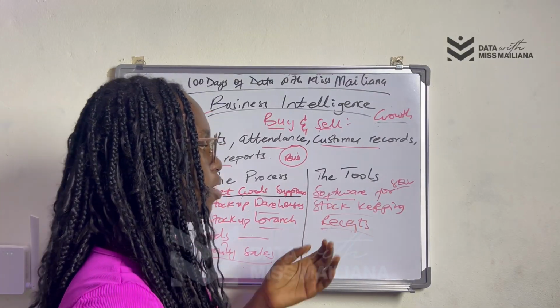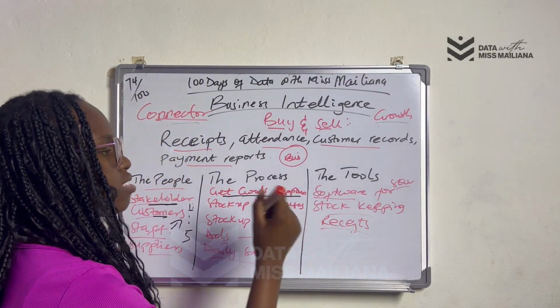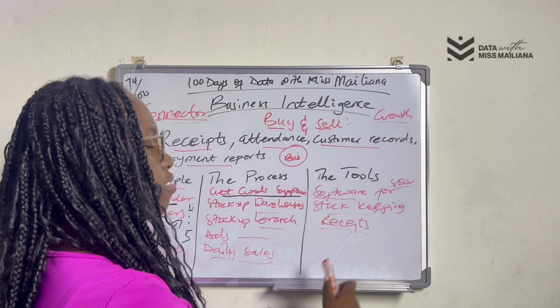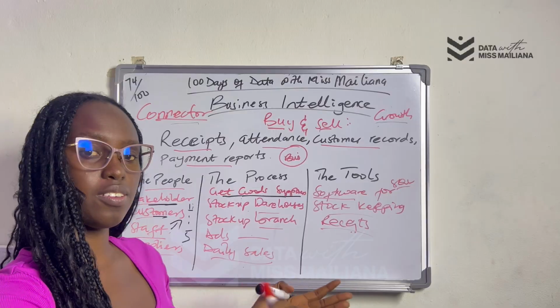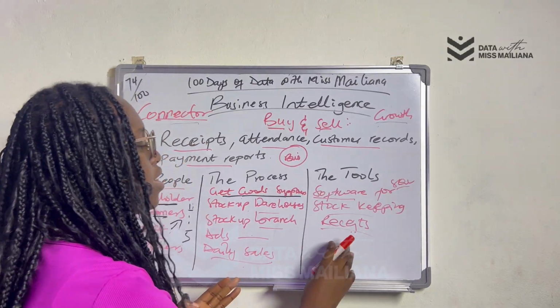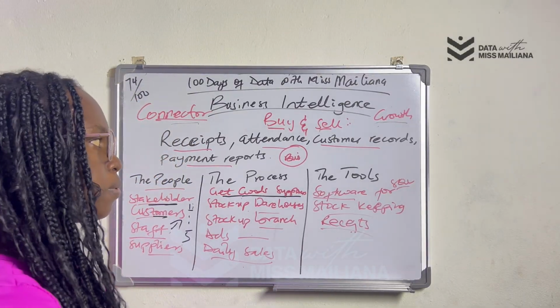Now the tools are okay. We know the software that runs stock keeping. We know the software that gives out receipts. So at the end of the day, you can go check the receipts and all that as well. So now you become an intelligence person as well.